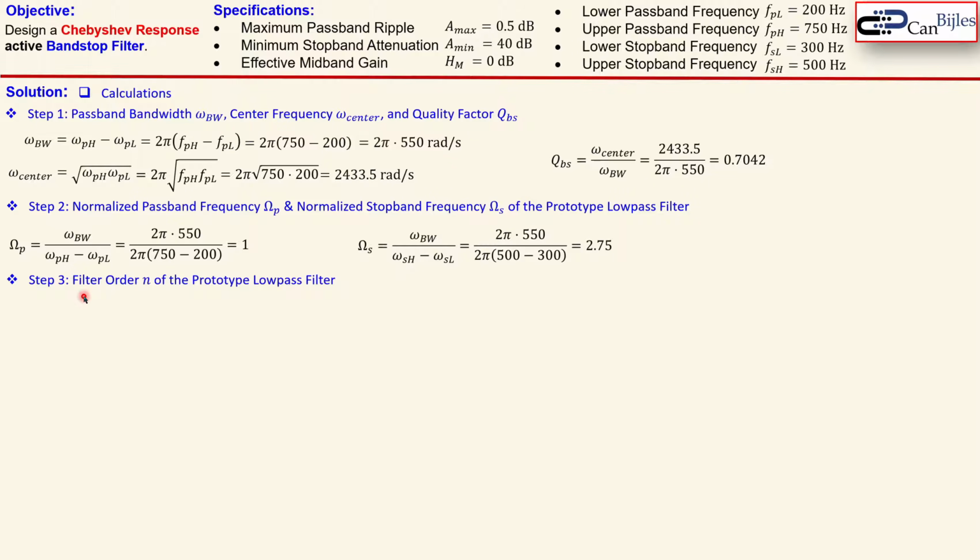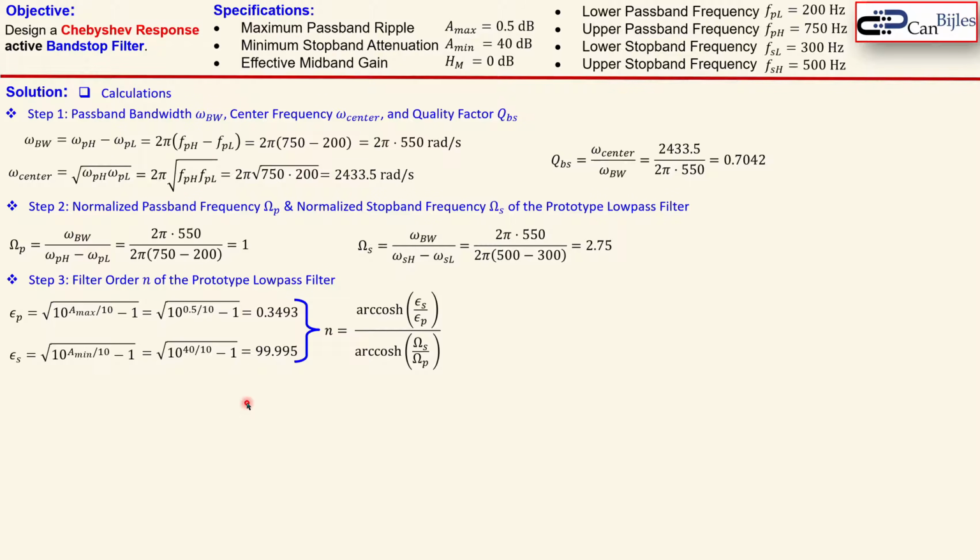Okay, now this is an important step, which is then the filter order of our prototype low-pass filter. Now we need to convert our A max and A minimum to the scalar values. So this is given by the epsilon p, which is related to A max. A max is 0.5 dB. When you calculate that, you get this value. In a similar form for the epsilon s, using the A minimum, which is 40 dB, so we convert that, it requires 99.995, so almost 100.